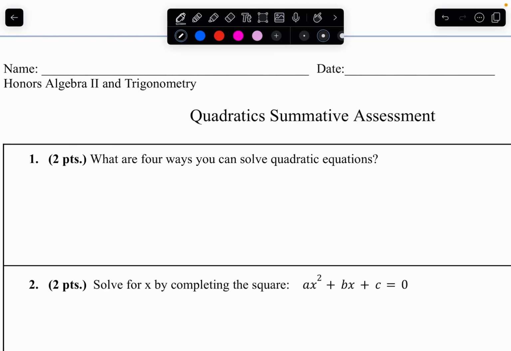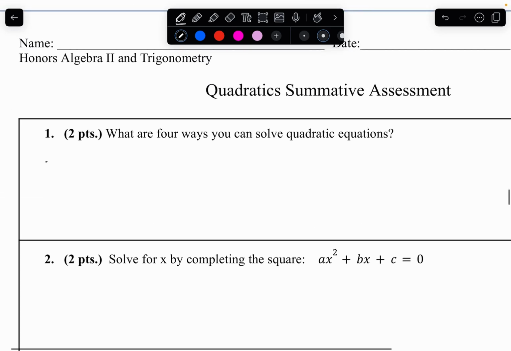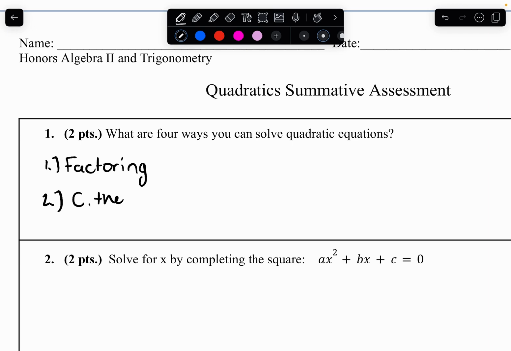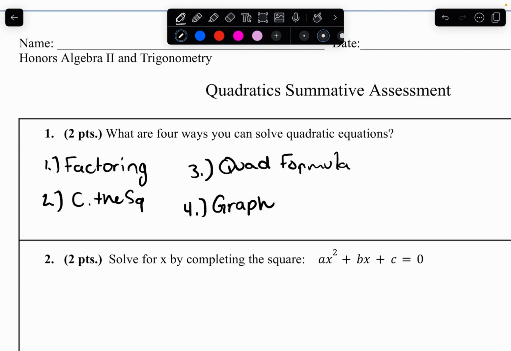Okay. What are the four ways to solve quadratic equations? One is by factoring. Another method is by completing the square. Another method is by using the quadratic formula. And the last method is to graph the equation that was given to you, and then specifically look for the x-intercepts of your parabola.